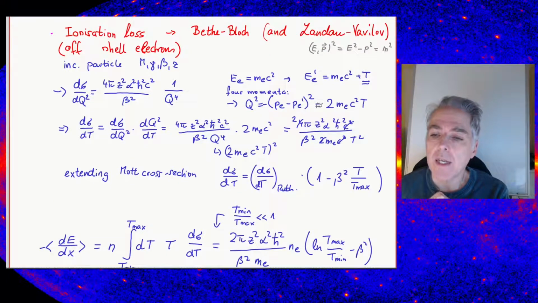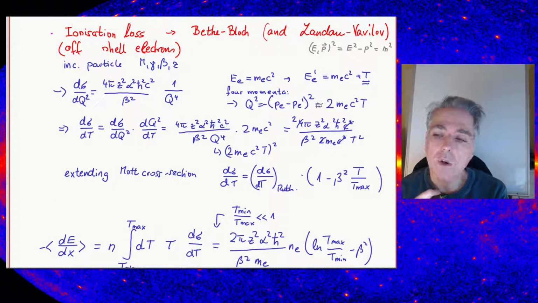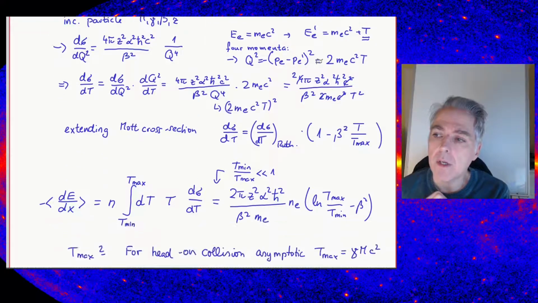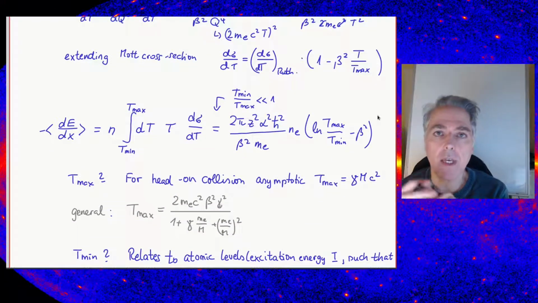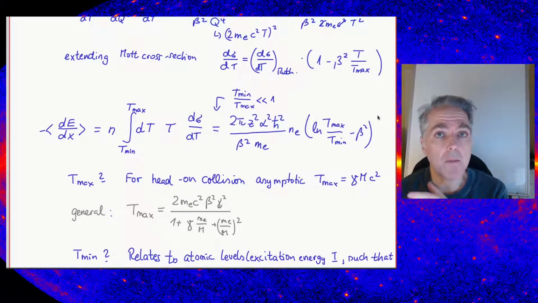And then we finally have to consider that, of course, we're dealing with an electron which has a spin. And so we have to modify the Rutherford cross-section to become the Mott cross-section. So we have to multiply with this term here, which is 1 minus beta squared T over T max. And then we finally can calculate the average energy loss. And that is given by the integral over the energy T min to T max. So that's the minimum energy that you can impart to the electron up to the maximum energy. And then you just integrate the cross-section times the energy times the number density of electrons.